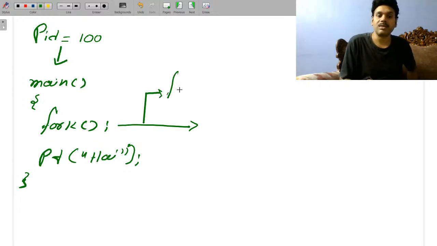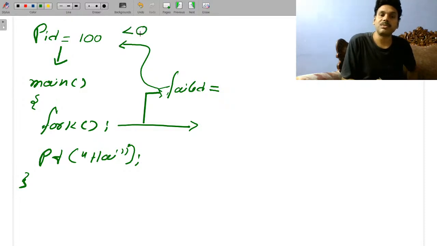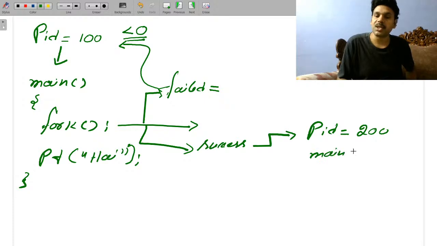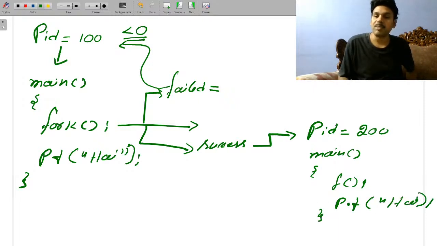Now this fork will give you two cases. If it fails, what value are you going to get? If it fails, it is going to give a negative value to the calling function. Don't forget that. If it is a success, please understand friends, it has created one child process and it is going to give a child number. Let us take 200, which consists of the same replica once again: main here and fork statement here, and a printf once again with the same line, that is hi.